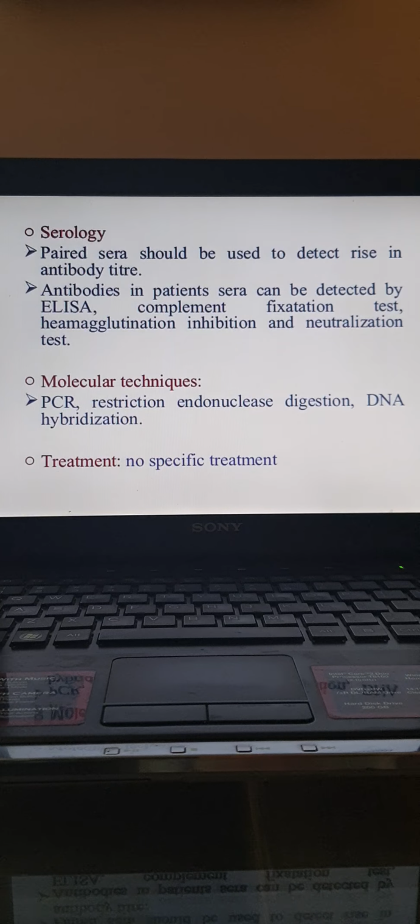Serology, yes, serology can be done. We have to take the paired sera and we have to look for the rise in antibody titer. And again, antibodies in patient sera can also be detected by ELISA, CFT, hemagglutination inhibition test, neutralization test. Molecular techniques are also useful like PCR, restriction endonuclease digestion, DNA hybridization can also be done. Treatment, there is no specific antiviral treatment available for this. We always give the symptomatic treatment for the adenovirus infection.